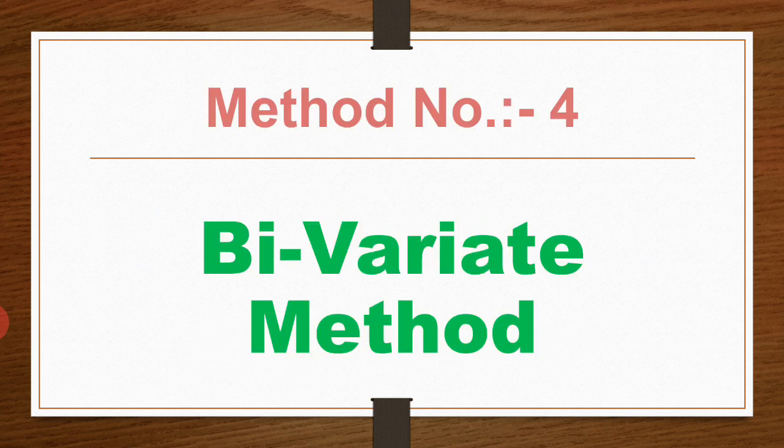Method number 4. In the last 3 previous lectures, we studied method number 1 when observations were very small, method number 2 when means are not a fraction, and method number 3 when the mean was a fraction or observations were very big. This method is different from the last 3 methods. Method number 4 is a bivariate method.